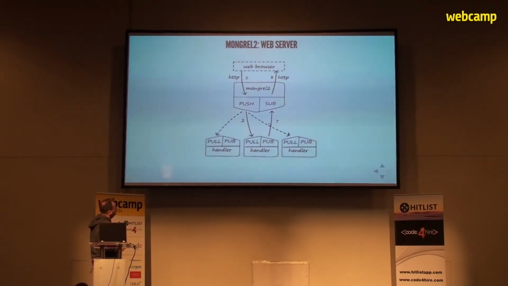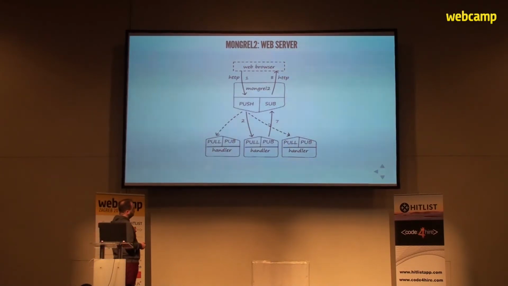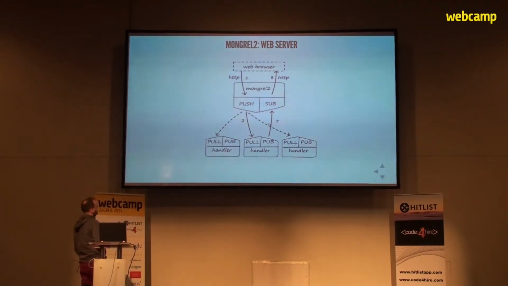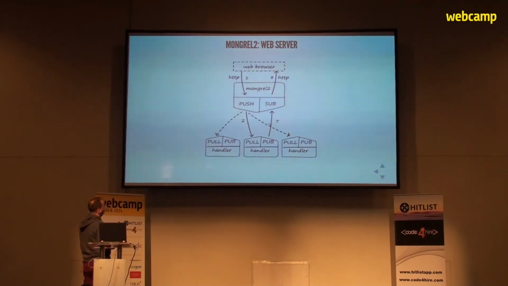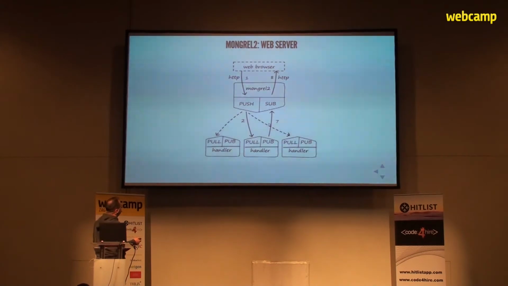Next thing is a better known project than the previous one. It's Mongrel 2. It's a web server which, I don't know, maybe some of you have used. I haven't personally. But it is designed in a way that there is a core which has push and sub sockets, and there are multiple handlers which have pull and pub sockets on their side. They can be implemented in any language which is supported by ZeroMQ.